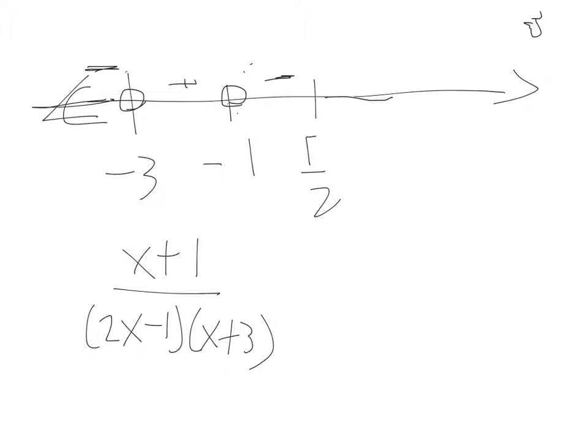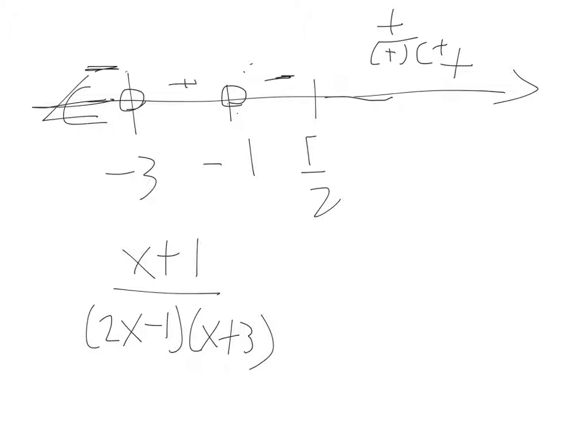And then pick any number greater than 1/2, say 1. 1 plus 1 is 2, so it's positive on the numerator. And plug in 1 into the denominator, you have 2 times 1 is 2, minus 1, so it's positive. Plug in 1 into x plus 3, you still end up with positive, which means it's above the x-axis for all values greater than 1/2.